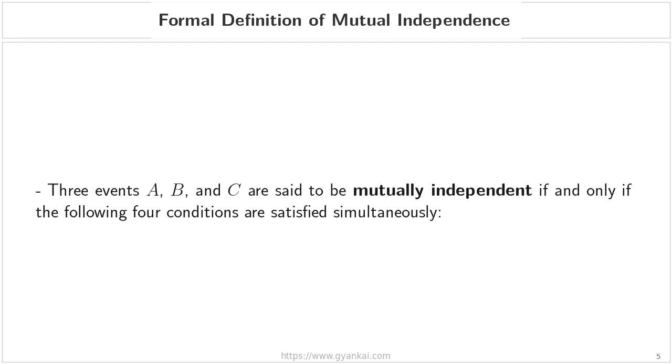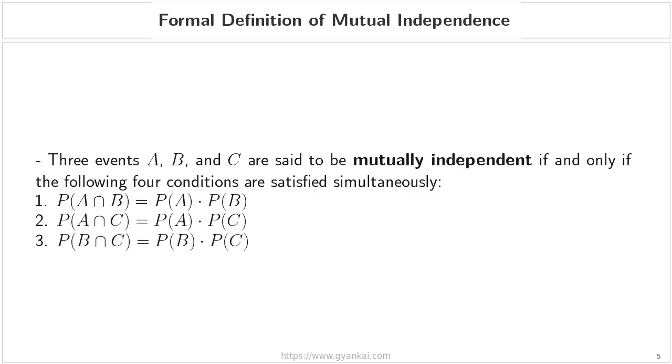Formal definition of mutual independence. Now that we have looked at pairwise independence and joint independence separately, let's bring everything together into one formal definition. On this slide, you can see the complete requirement for mutual independence. We say that three events, A, B, and C, are mutually independent if, and only if, the following four conditions are all satisfied simultaneously. First, we must satisfy the three conditions for pairwise independence that we just discussed.